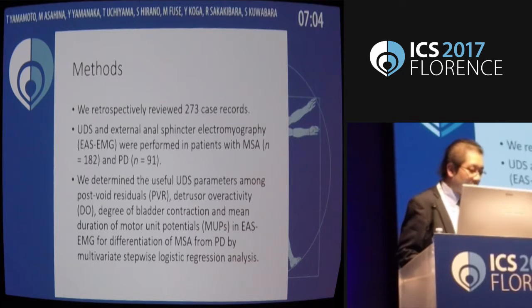We retrospectively reviewed 273 case records. UDS and external anal sphincter electromyography, EAS-EMG, were performed in patients with MSA and PD. We determined the useful UDS parameter among postvoid residual, the prevalence of detrusor activity, and the degree of bladder contraction, which is examined by Schaefer's nomogram, and the mean duration of motor unit potential in EAS-EMG, for differentiation of MSA from PD by multivariate stepwise logistic regression analysis.